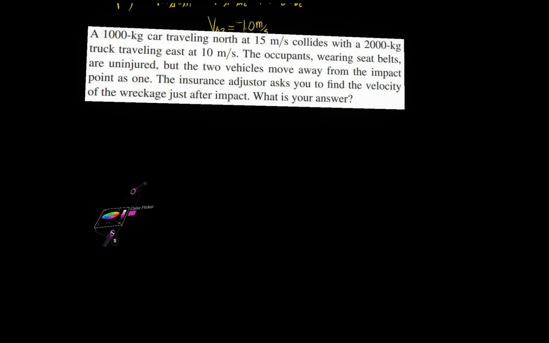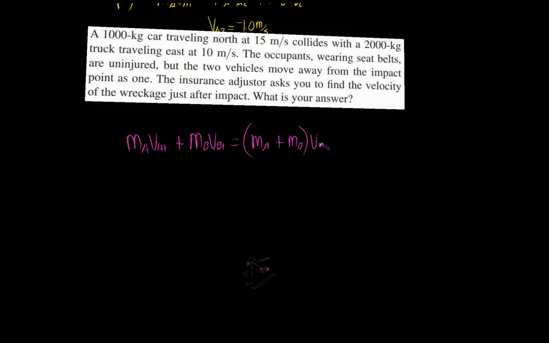New color, new problem. So m_A v_A1 plus m_B v_B1 is equal to their combined mass, m_A plus m_B, times v_2. What we're trying to solve for is this here, this v_2.